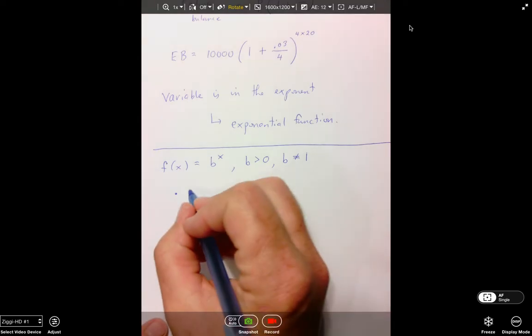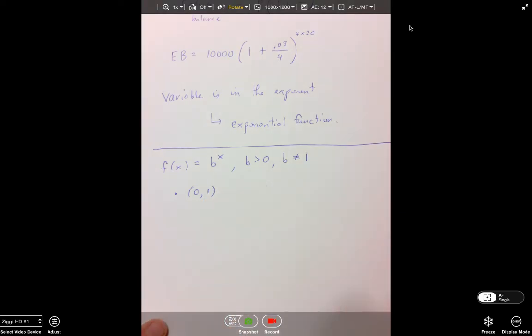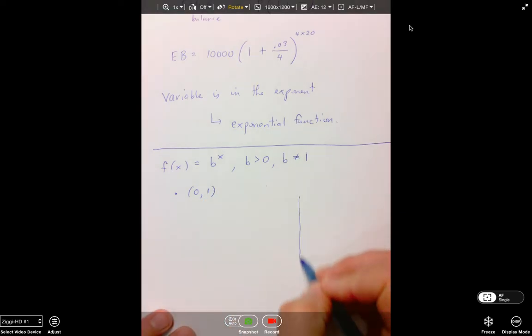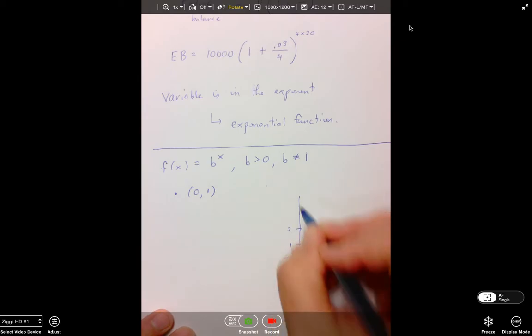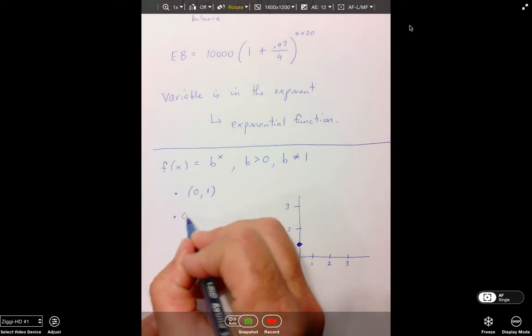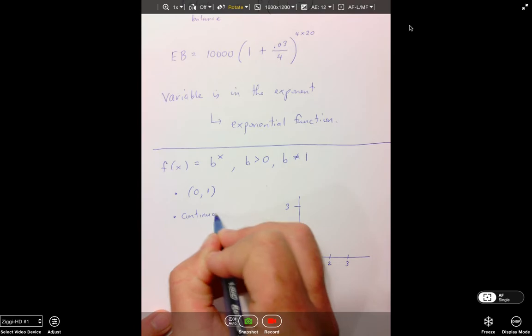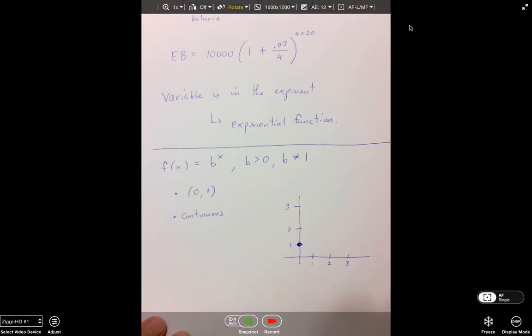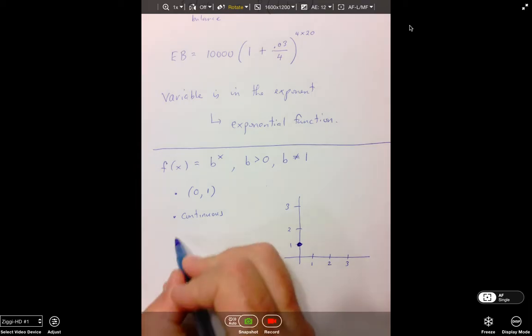First of all, they will all pass through the point (0, 1). So when I go over here to look at the graph of one of these things, I know that this graph is going to pass through that point. Second thing we know is these are continuous functions. In other words, there's no breaks, there's no holes, there's no jumping.